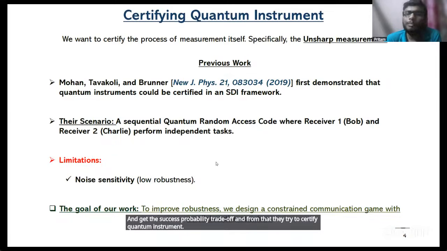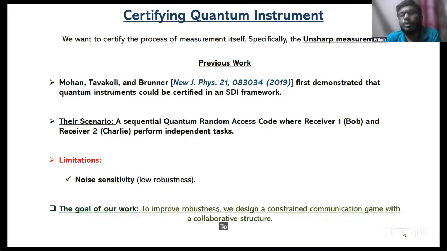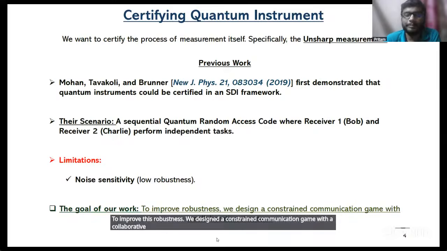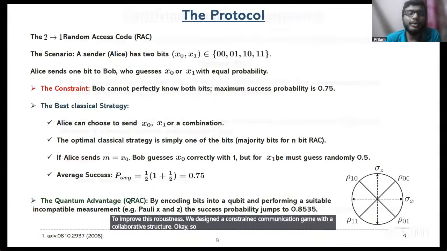But there is some problem. In their protocol, this is very much noise sensitive. So under realistic situations, we should make our protocol more robust. In our work, our goal is to improve this robustness. We design a constrained communication game with a collaborative structure. Okay, so before going into our protocol's details, first let us discuss the basic random access code.